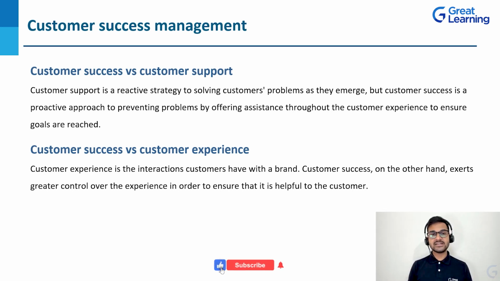If you see this entire process of customer support, it is very reactive. First a question is asked, then we resolve that, and that is what customer support is. First of all, something happens, then as a reaction to that, you do something. But customer success is proactive. That means without any queries, we are trying to help the customers. So customer success is a proactive approach to preventing problems by offering assistance throughout the customer experience to ensure goals are reached.